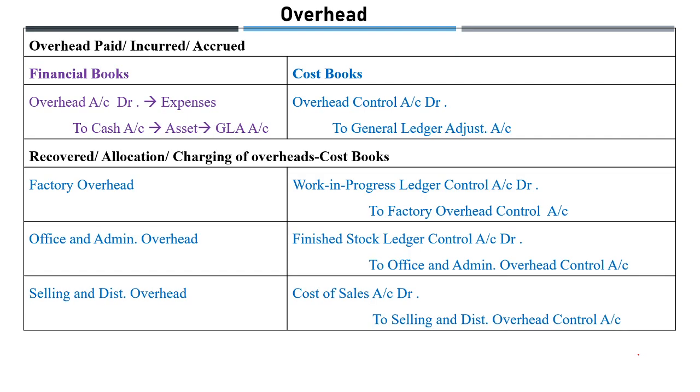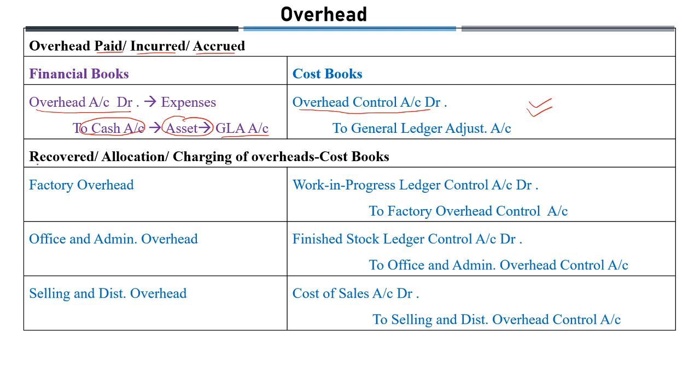The next entries are related with overheads. The overheads paid, incurred or accrued are one and the same thing. When the overheads are paid by the company, then in financial books our entry is overhead account debit to cash, and cash is an asset, and in place of asset we use general ledger adjustment account. Now in place of overheads we use overhead control account in cost books, and in place of asset our entry is GLA account. So for the payment of overheads or overheads incurred, our entry in cost books is overhead control account debit to GLA account.